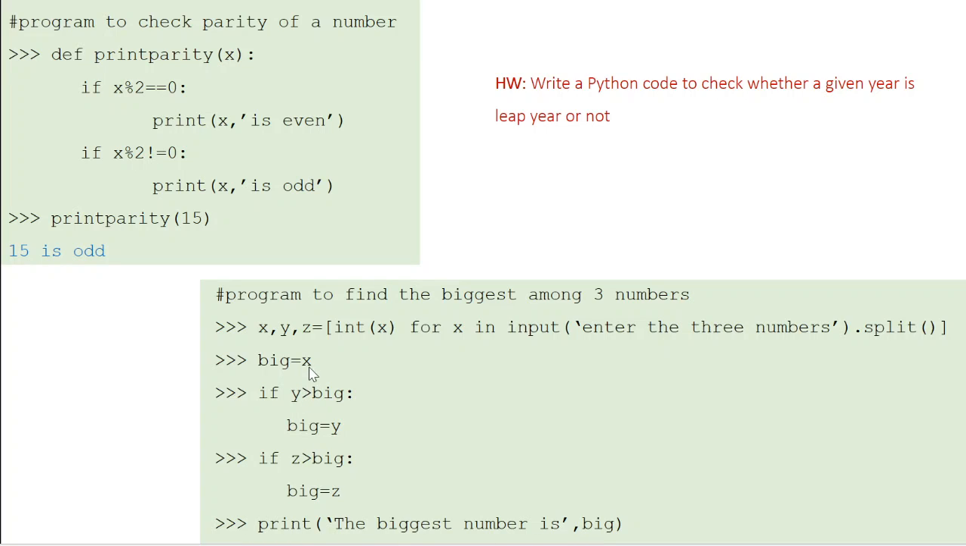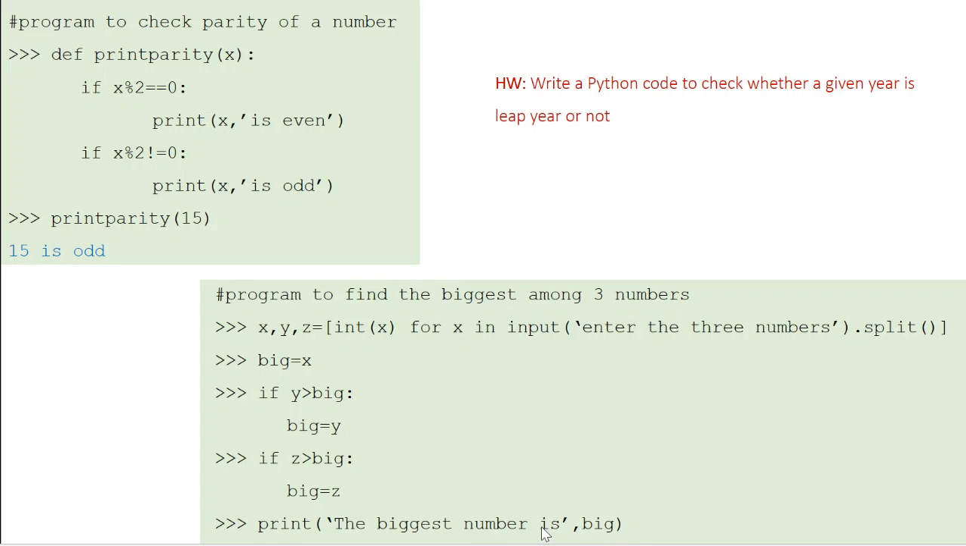Okay, suppose x is the biggest number. So what happens in the first statement? You assign the value of x to the big variable. Now in the second statement you are checking whether y is greater than x, and we know that is not true. So it will go to the second if condition, whether z is greater than x, that is also false. So directly it will go to the print statement.